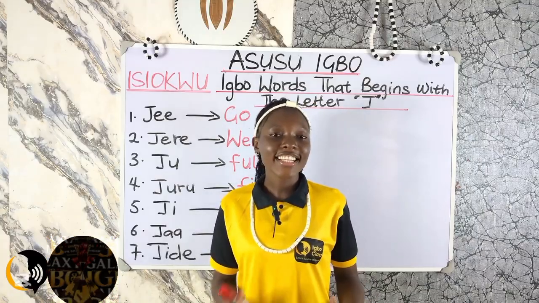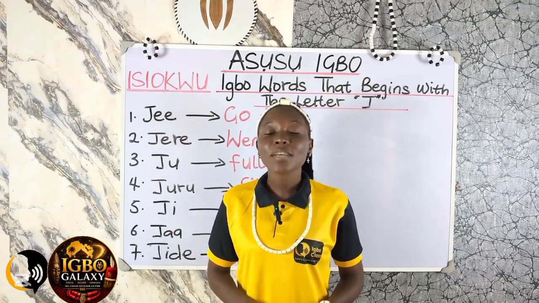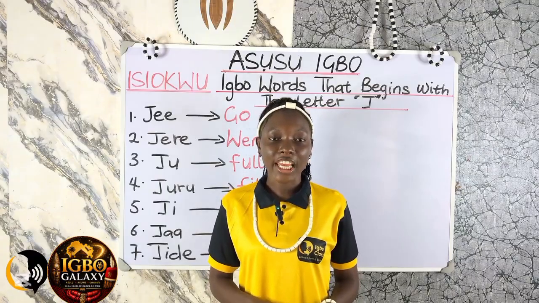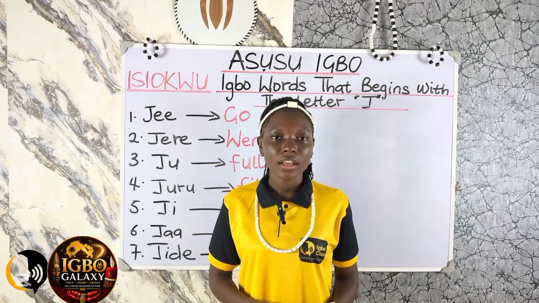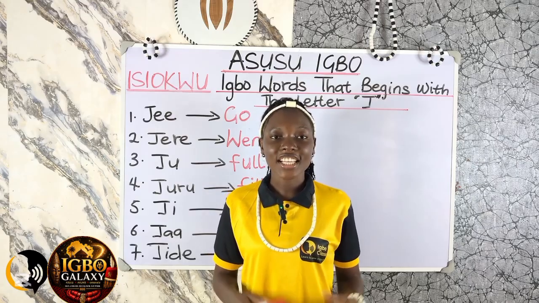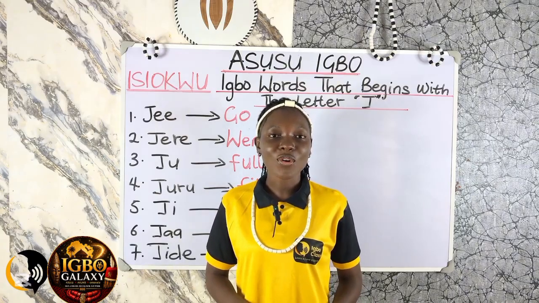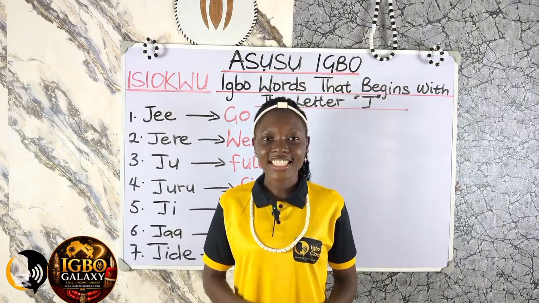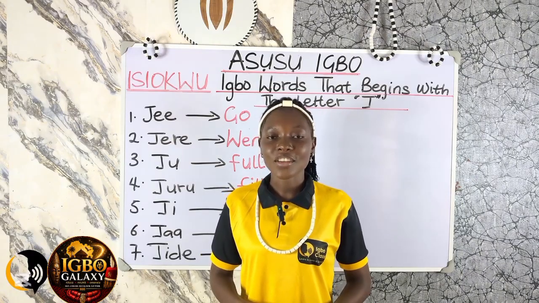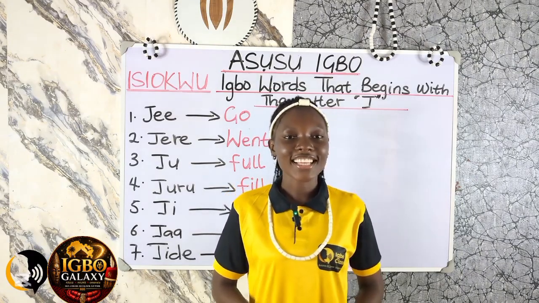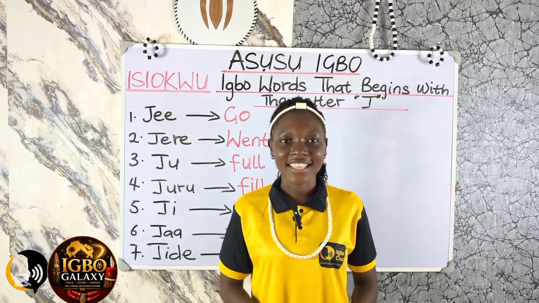In this video, we'll be looking at Igbo words that begin with J. J is pronounced as G in the Igbo language. Let's begin.